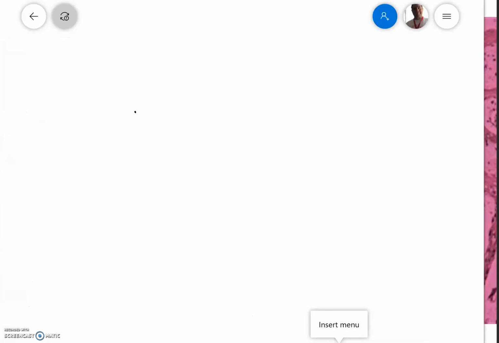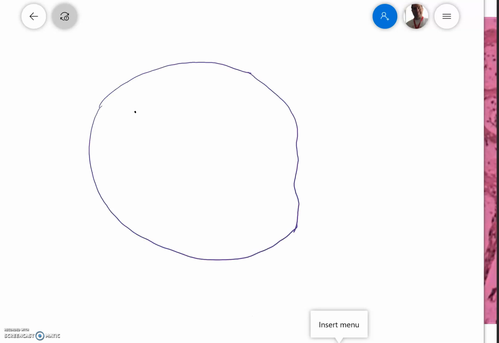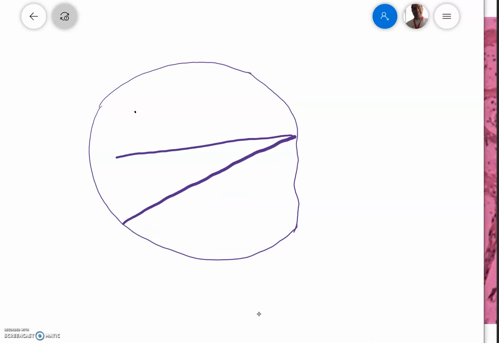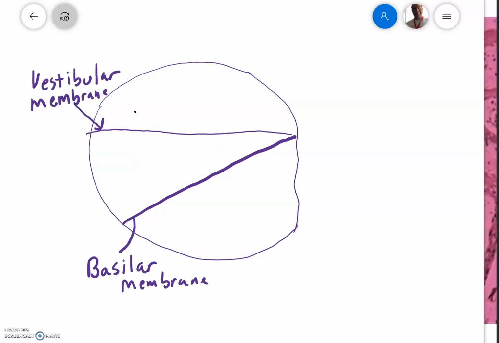So the whole cross-section is going to be a lopsided oval. And there's two membranes. There's going to be one membrane there, and that's the thicker membrane, and a thinner membrane like this. These membranes are the vestibular membrane and the basilar membrane. So draw your membranes and label them. Basilar membrane is the thicker one on the bottom. Vestibular is the thinner one. And on the real histology slides, they're actually usually broken.